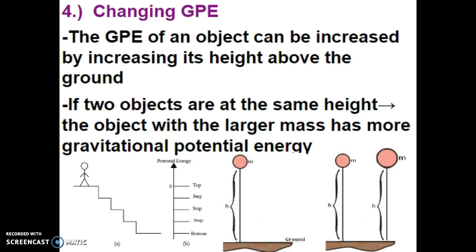So with the images on the bottom of the screen there, the little man on the stairs, he has the most potential energy at the very top step because that's as far above the ground as he can get. His potential energy would become less as he traveled down the stairs. And with the example of the objects with two different masses, again, the one with the larger mass will have more gravitational potential energy.